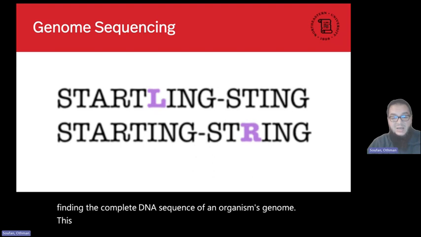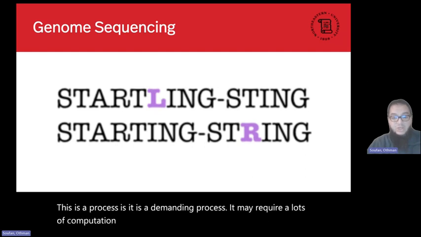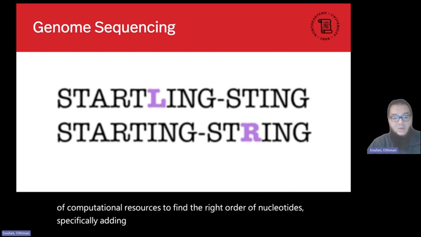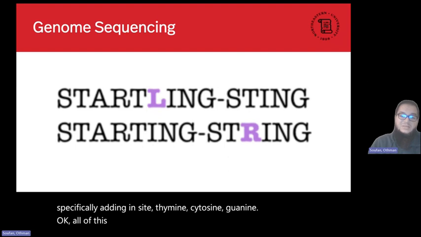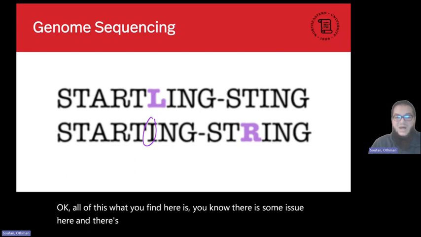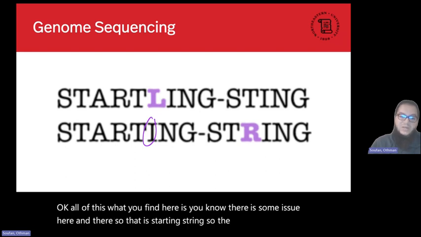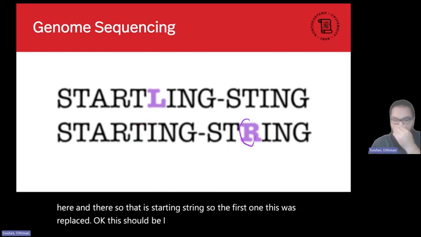This is a process. It is a demanding process. It may require lots of computational resources to find the right order of nucleotides, specifically adenine, thymine, cytosine, guanine. Okay, all of these. What you find here is, there is some issue here, so that is starting string. So the first one, this was replaced. Okay, this should be I, and the second case is R is missing from the string.